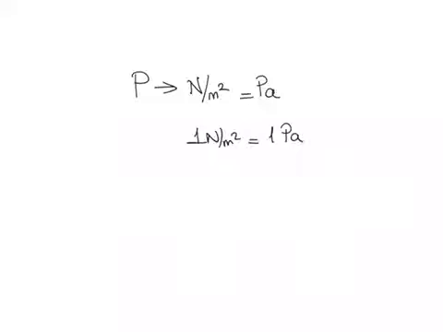Let's talk about some units. We said that the unit of pressure is equal to Newton per meter square, which is equal to Pascal. So 1 Newton per meter square is equal to 1 Pascal. This is the symbol for Pascal. You can use Pascal instead of Newton per meter square.